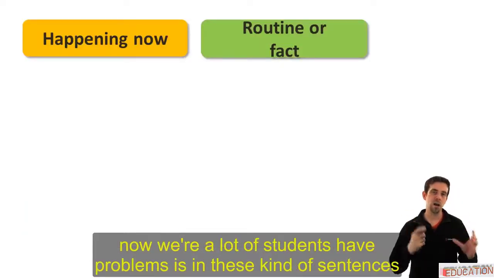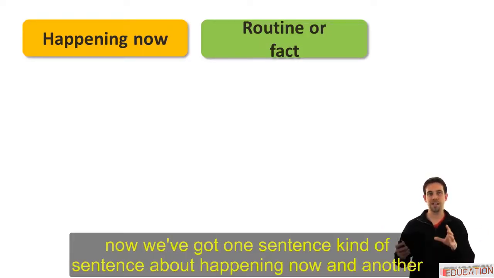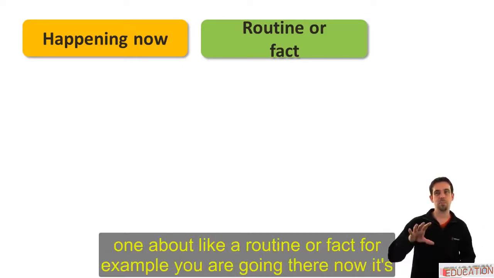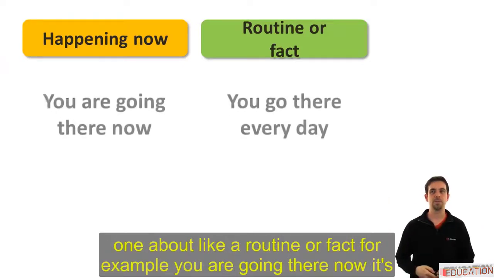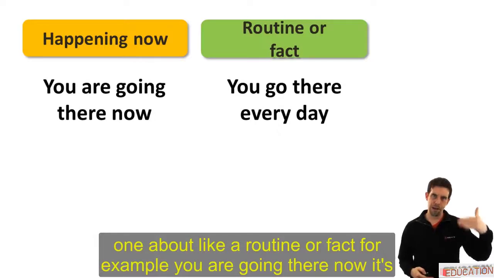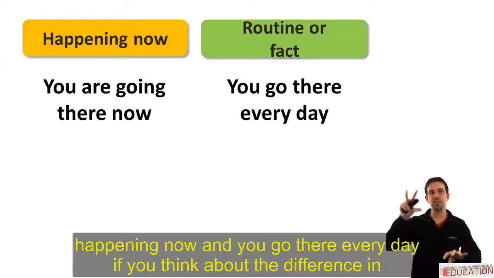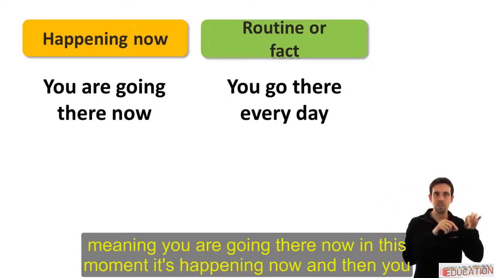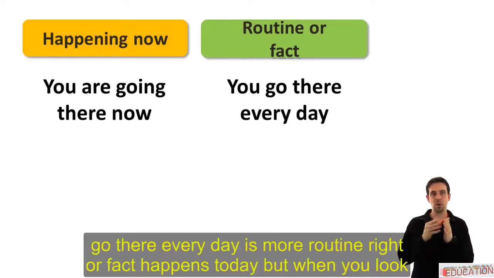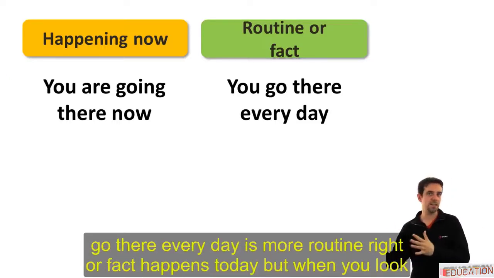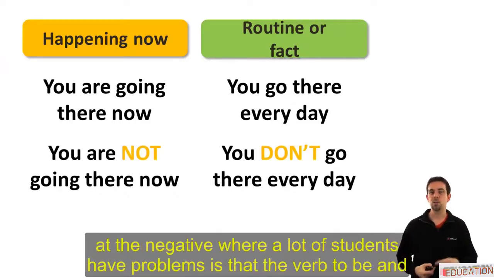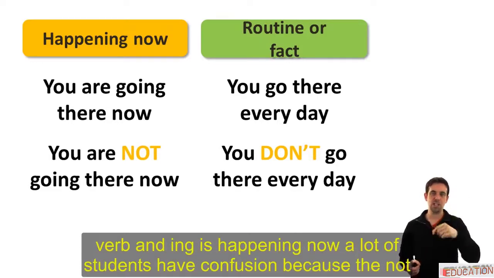Now, where a lot of students have problems is in these kind of sentences. We've got one kind of sentence about happening now, and another one about a routine or fact. For example, you are going there now, it's happening now, and you go there every day. If you think about the difference in meaning, you are going there now in this moment, it's happening now, and then you go there every day is more routine, right? Or a fact, happens every day. But when you look at the negative, where a lot of students have problems is that the verb to be and verb and ing is happening now.